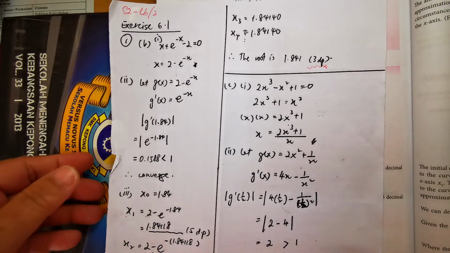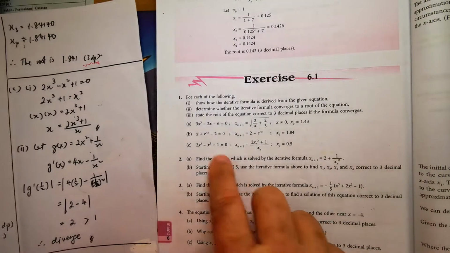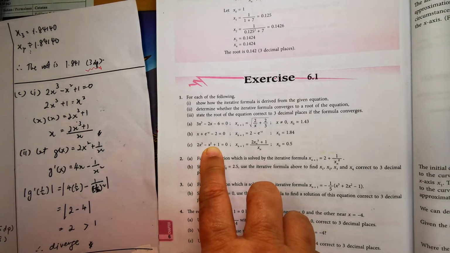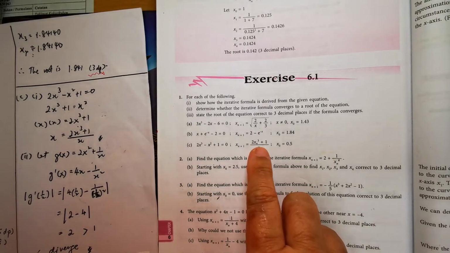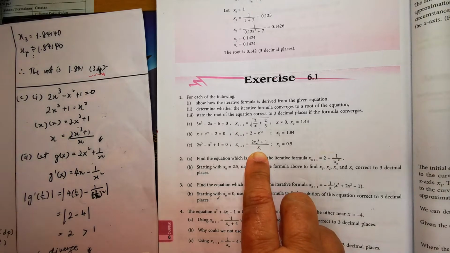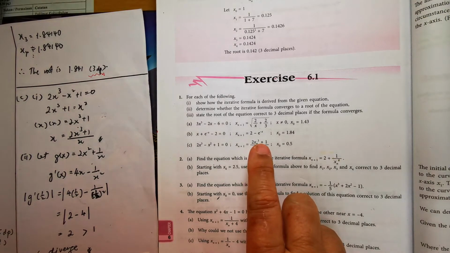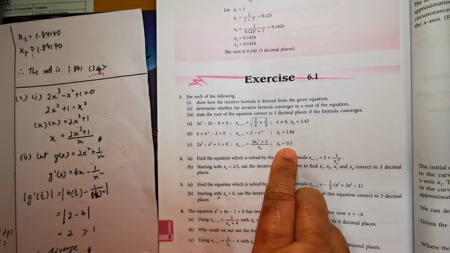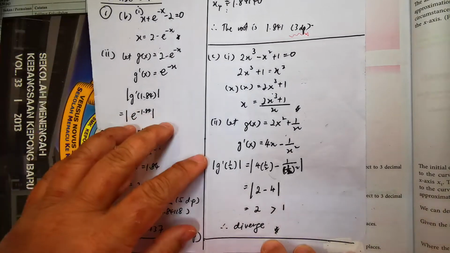Alright, so next I'm going to discuss C. This is the equation for C, and we have to show how we get this iterative formula. After that we have to show whether this iterative formula is converged or not by using x naught equals 0.5. Alright, so this one is not difficult.